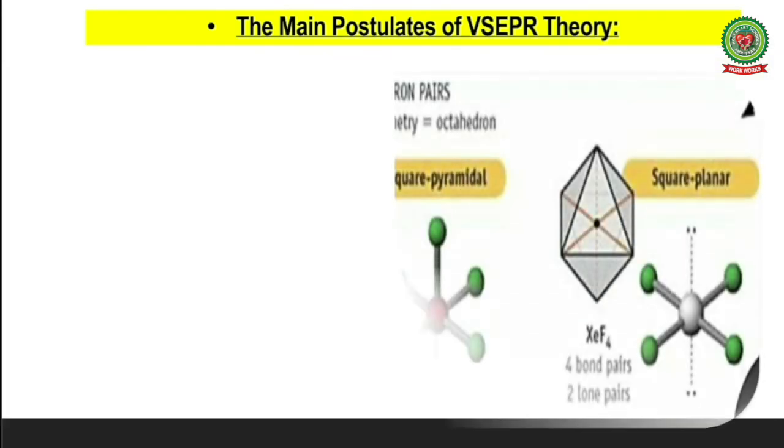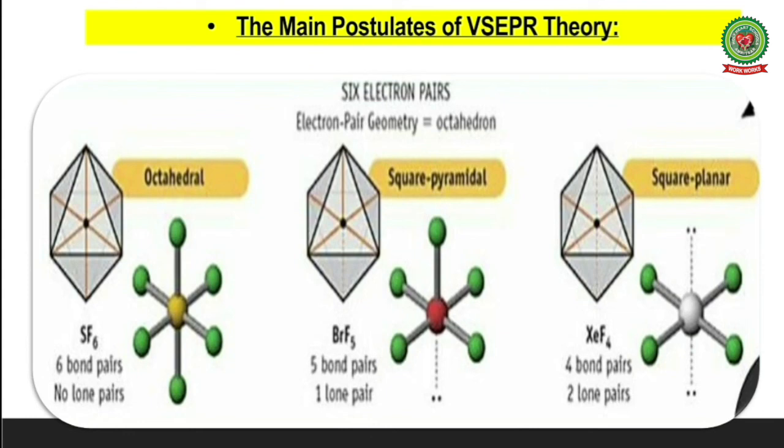Now, based on 6 electron pairs, that's octahedral geometry where 6 bond pairs are present, the example is SF6. But if one lone pair is present, then the shape becomes square pyramidal, the example is BrF5. And if it is XeF4, in that case, two lone pairs are present and there are 4 bond pairs. Accordingly, the shape becomes square planar. The geometry in all cases is octahedral, but the shape changes due to the presence of lone pairs of electrons.